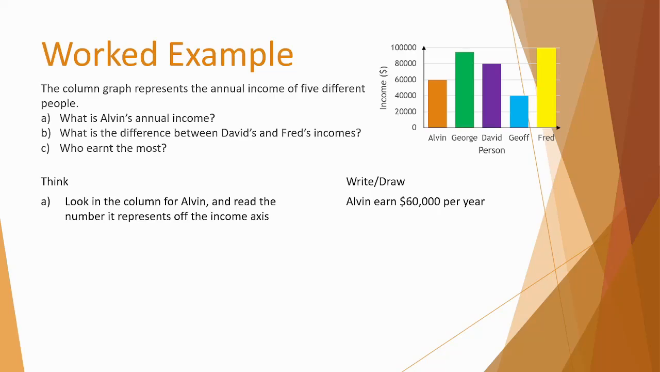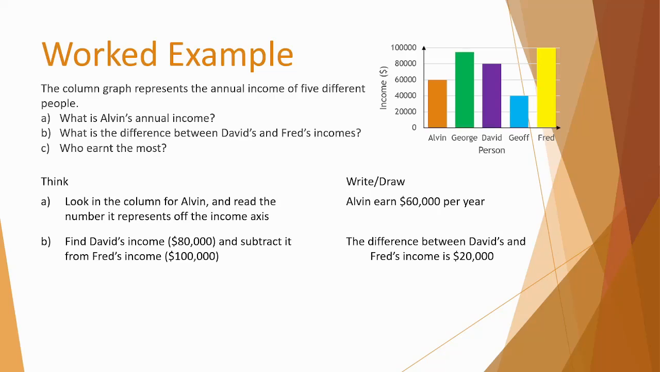The next question is, what's the difference between David's and Fred's income? So I'm going to look at David's income and I can see that it's $80,000. And then I'm going to subtract it from Fred's income because he's got $100,000. And when I do that, I find out that the difference is $20,000. So I will write down that the difference between David's and Fred's income is $20,000. And again, I've written those units in there because we are talking about money here.